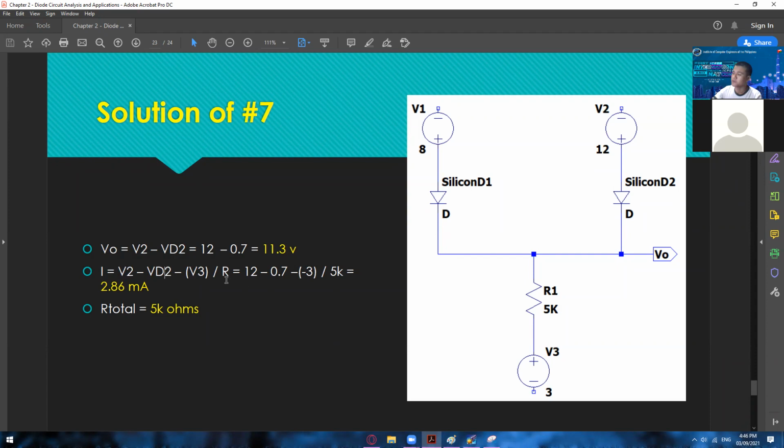Okay, so when it comes to getting the total current, you also have to get the total voltage. So you have to consider everything. Okay. So are we clear so far? You're getting this last example?